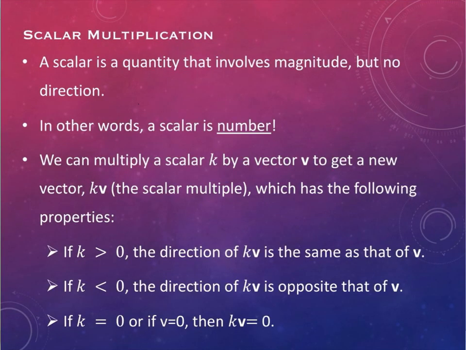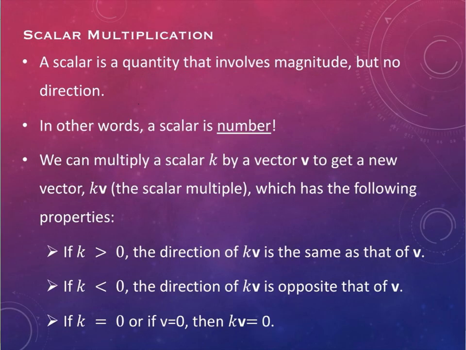All right, scalar multiplication is next. So scalar is just a quantity that involves magnitude but no direction. The second bullet's a little bit more clear even. It's just a number. A scalar is just a number. We can multiply a scalar k. Notice when we multiply it with a scalar, this is not boldened, right? It's just the normal k. They do sometimes like to make it an italic kind of look to differentiate it, to make it clear for you, so you'll see that happen too.